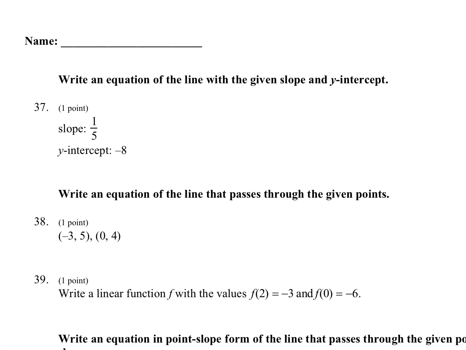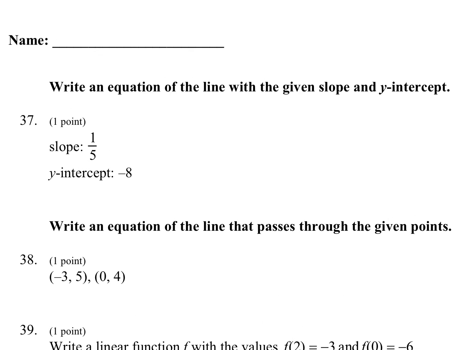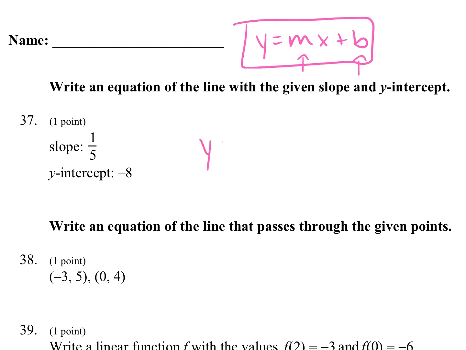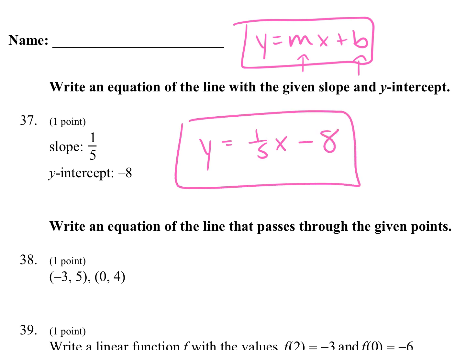So let's look at 37. Here we are writing an equation of a line with the given slope and y-intercept. Well, how do I write the equation of a line given the slope and the y-intercept? Y equals mx plus b. Our favorite formula. So let's just plug in the slope and the y-intercept. So y equals... minus 8. Perfect. 1/5 x minus 8.